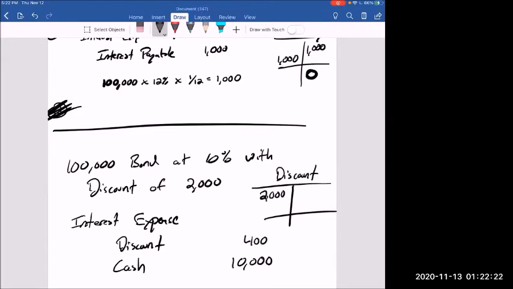So I'm going to amortize this thing. I said for $400, right? Because it was 2,000 divided by 5. So this was 2,000 divided by 5. My total interest expense then is $10,400. It's the cash that I'm paying and it's the discount.